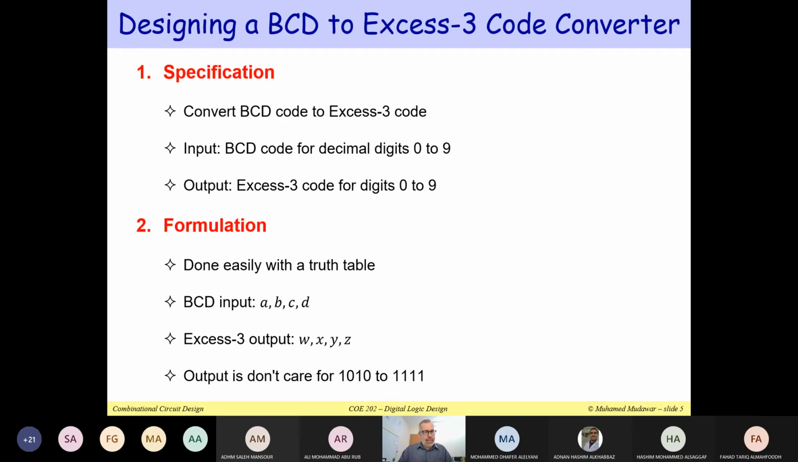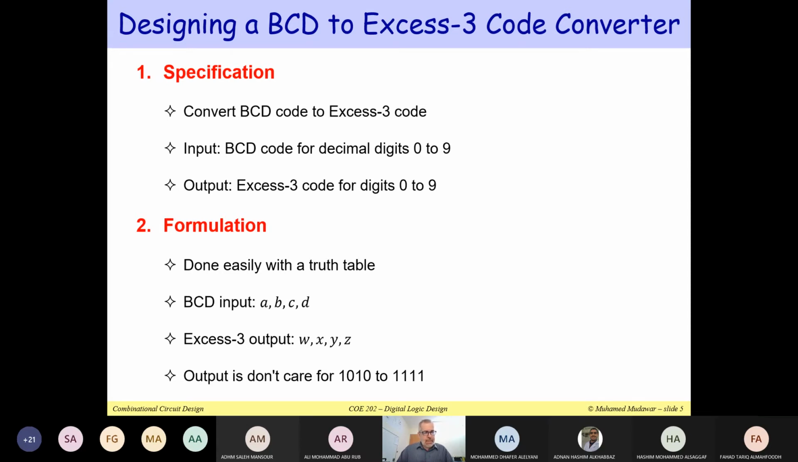Now, this can be done easily because we are dealing here with a small design. It's not really a large design. So we can do it easily with the help of a truth table. And we know that the BCD input is represented with 4 bits. So we can call them A, B, C, D. These are my inputs. And the output will also be 4 bits. This is XS3. So we can call the output WXYZ, for example.